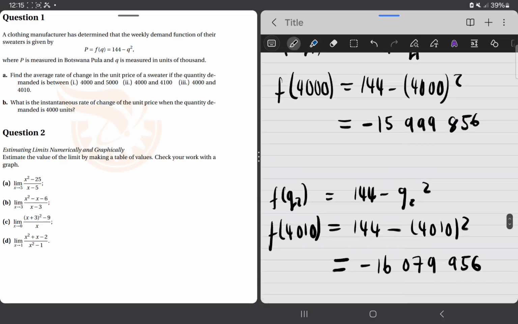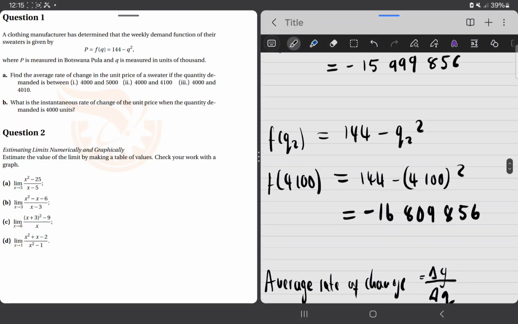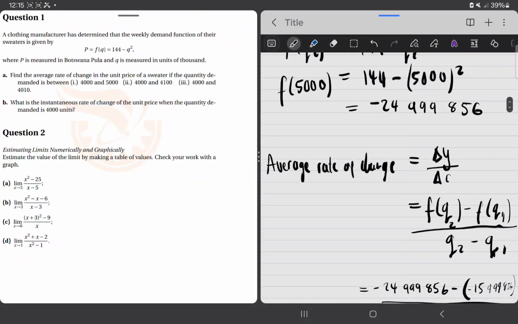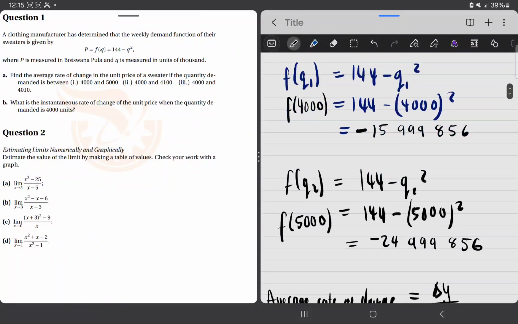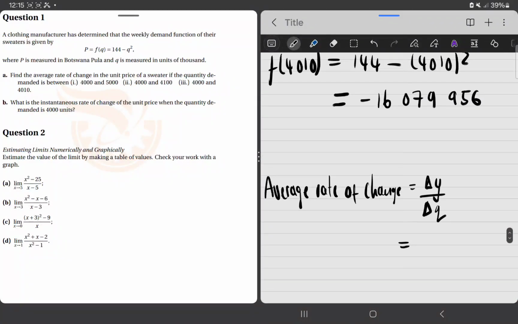It's not change in x now. I don't know why I've been saying change in x. It is change in q. We have it as a function of q. So it's change in y over change in q. Okay? Make sure you put change in y over change in q, not the others. There we go. Now, anyway, let's do this last one.